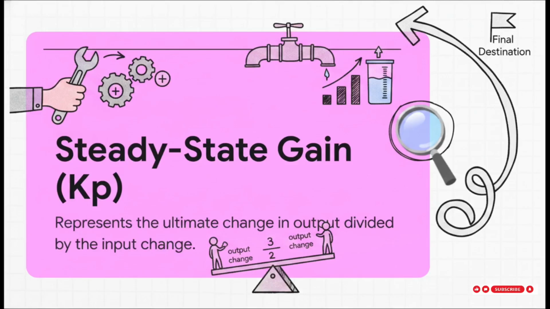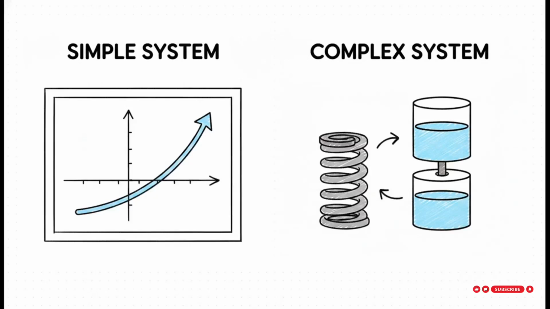So, if you open a valve by 10% and the flow rate eventually jumps up by 20 gallons per minute, 20 divided by 10, your gain is 2. It really is that simple. But let's step it up a notch and see how this plays out in more complex realities.